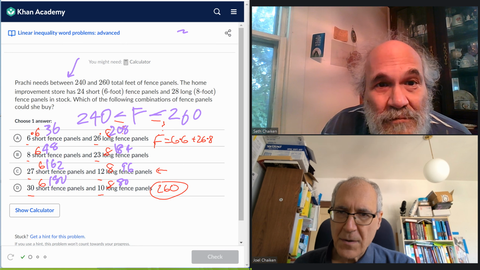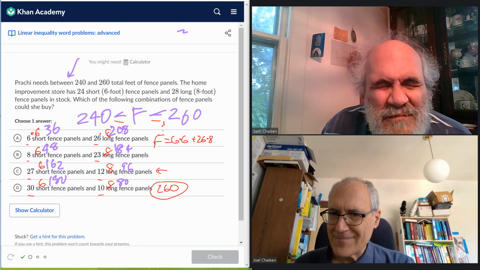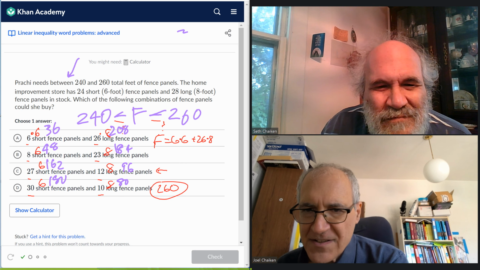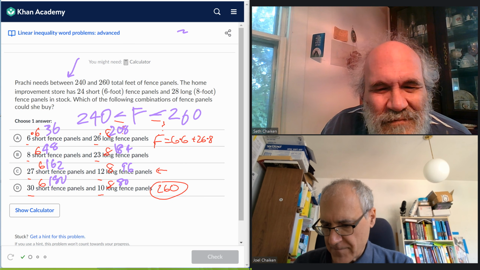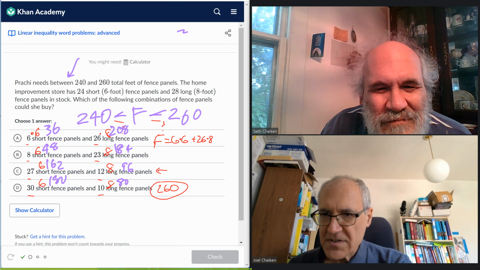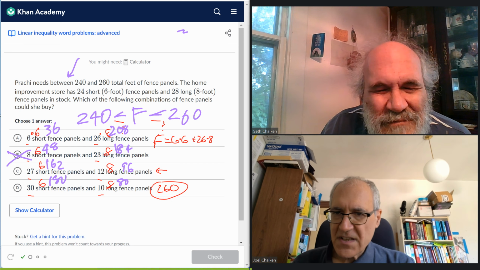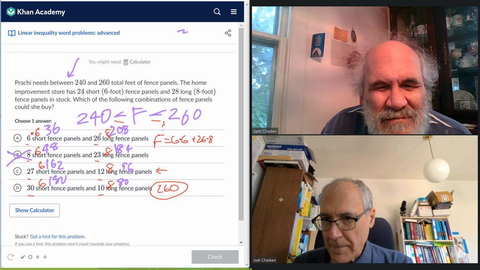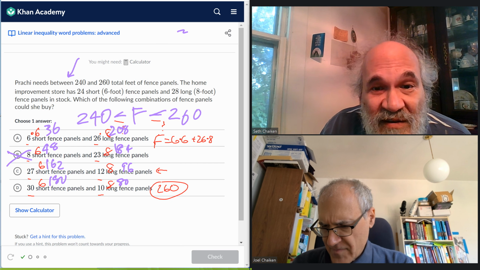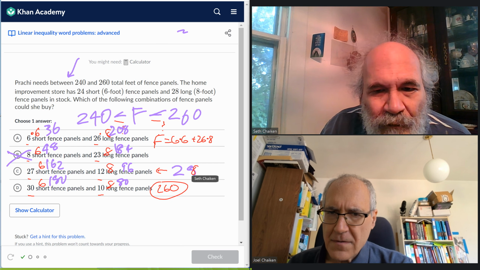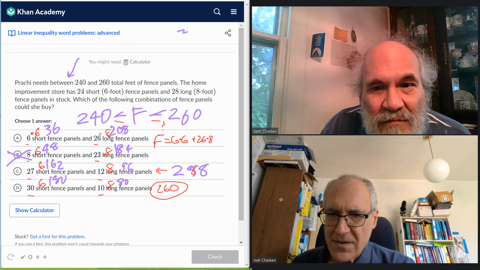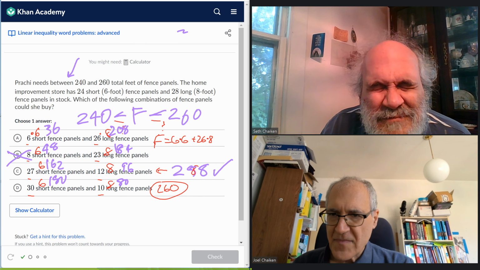A looks good. B looks too small, because B doesn't cut the cake. 48 plus 184 is too low. So B is out. C looks, well, I don't know. What is C? Let's see, 6 and 2 makes 8. 250, yeah, it's 258. Let's use a calculator, 258. So this looks good. So C is okay.